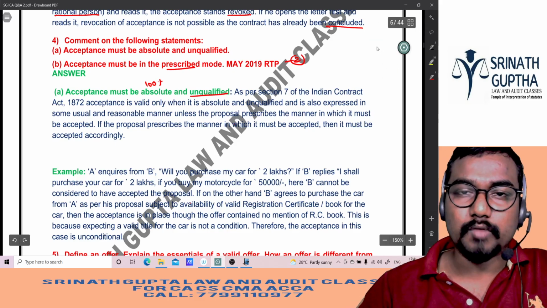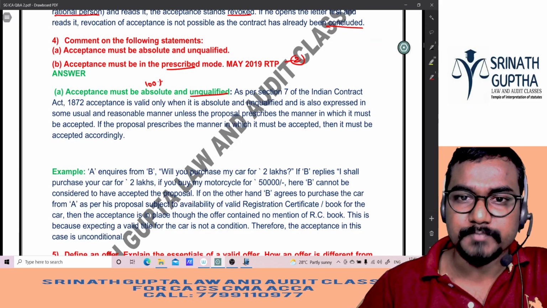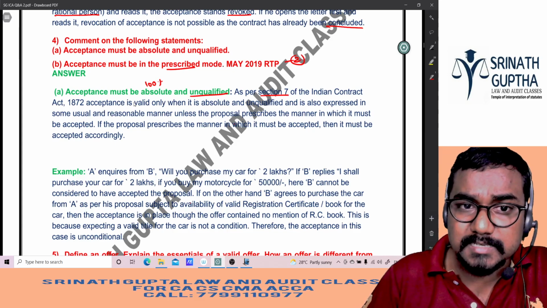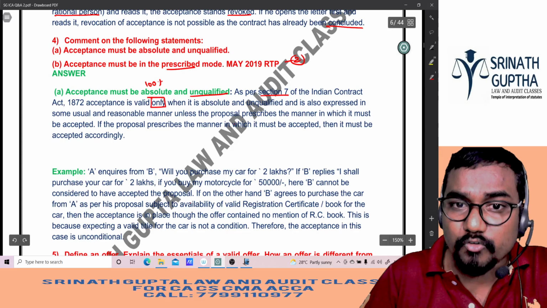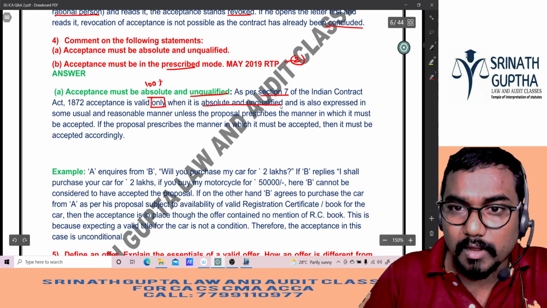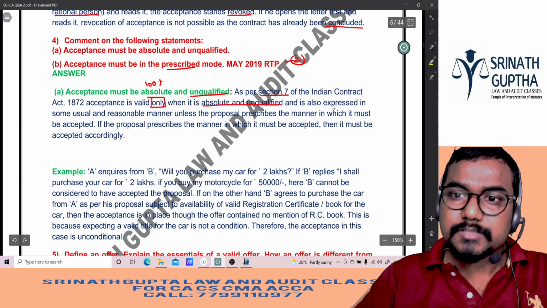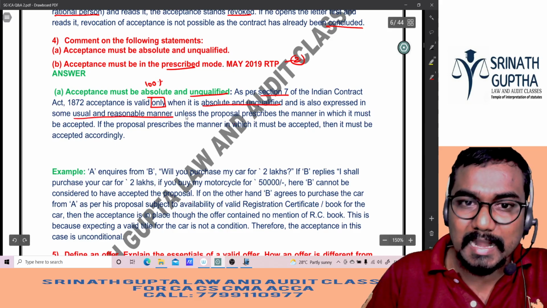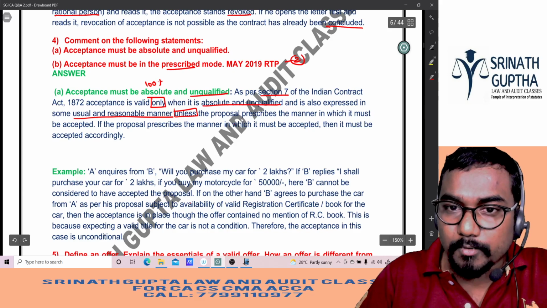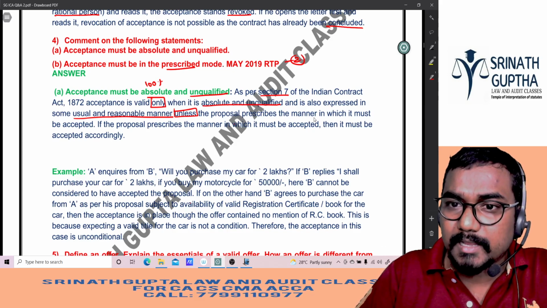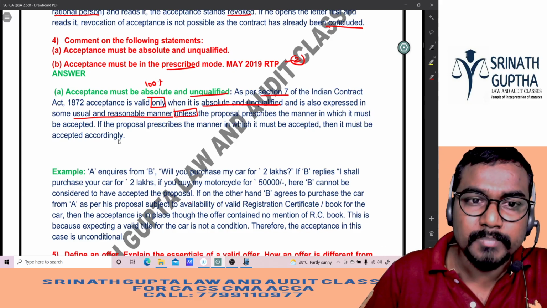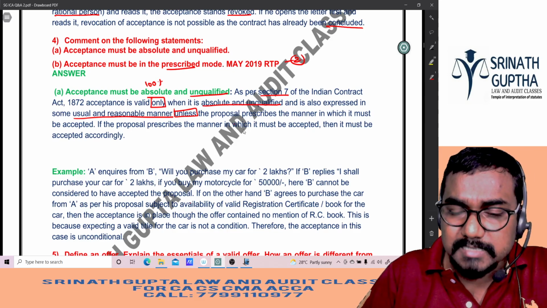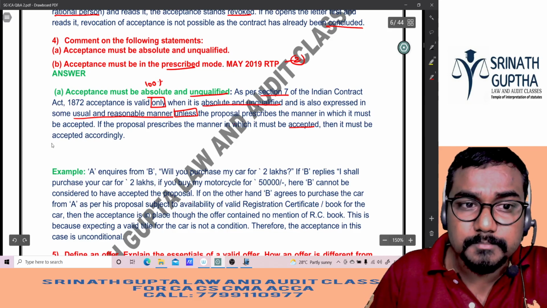Qualified means variation, beta. Unqualified means without any variation, without any change. As per section 7 of the Indian Contract Act, acceptance is valid only when it is absolute and unqualified, and it is also expressed in some usual and reasonable manner, unless the proposer prescribes the manner in which it must be accepted. If the proposer prescribes the manner of acceptance, it must be accepted only in the prescribed manner.